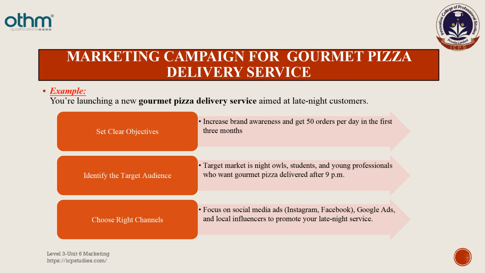First, you will set a clear objective, and it will help you to effectively implement the marketing campaign. So your objective can be to increase brand awareness and get 50 orders per day in the first 3 months. Then you have to identify your target audience. For example, your target market is night owls or night customers. They can be students or young professionals who want gourmet pizza delivery after 9 p.m.